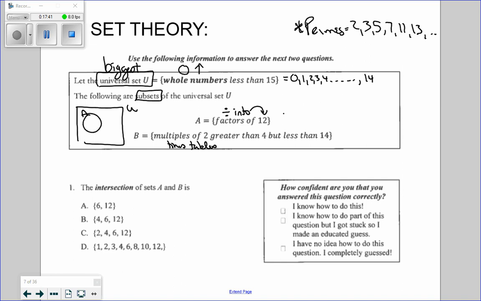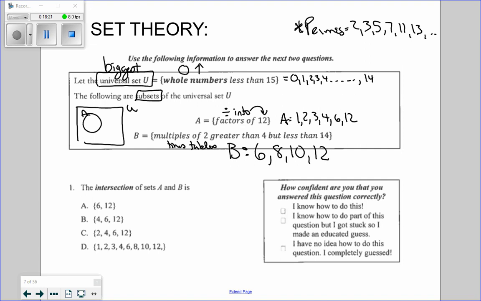So what are all the numbers that divide into 12? Well, 1, 2, 3, 4, 6, and 12. Those are all the numbers that divide into 12. Multiples of 2 greater than 4, but less than 14. When you think of the times tables, 2, 4, 6, 8, 10, 12, 14. But we have to be greater than 4. So my first one would be 6, 8, 10, 12, but less than 14. So I would stop at 12.